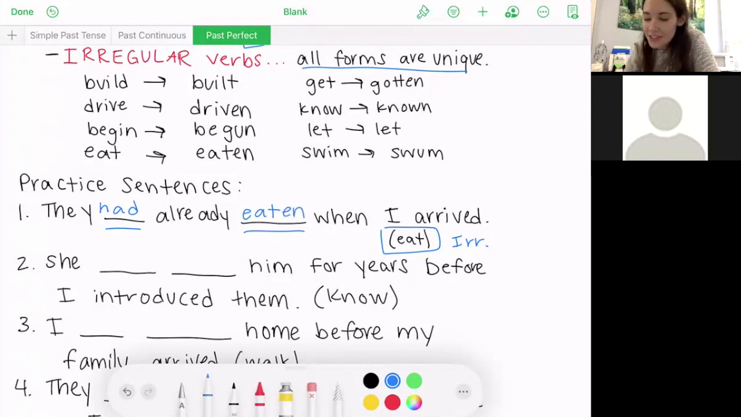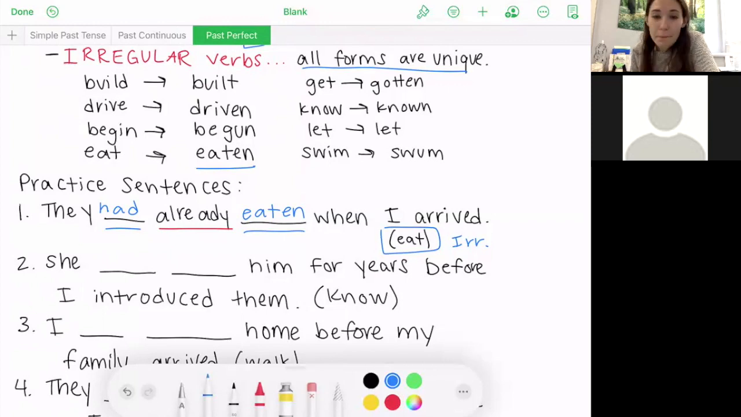And there's our answer. Always we need our 2 components, and we can sometimes split them like I did in this example with the word already. Sometimes you can split it like that with a word like already. So they had already eaten when I arrived. Always use the word had, and then we have our verb eat, which is irregular. We looked up here at our list of irregular verbs and we found that it should be eaten in the past participle. Let's look at number 2.